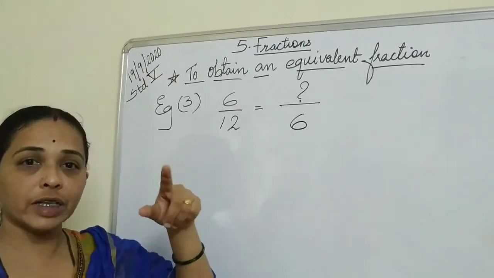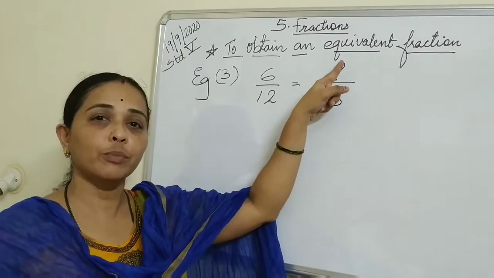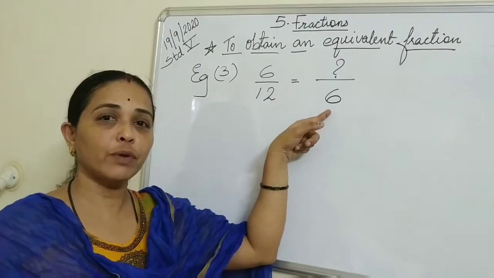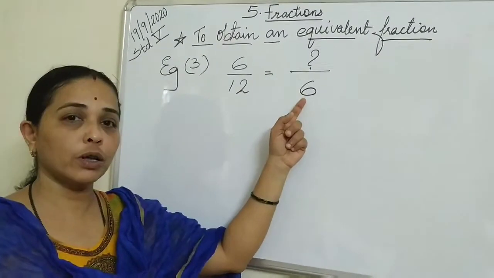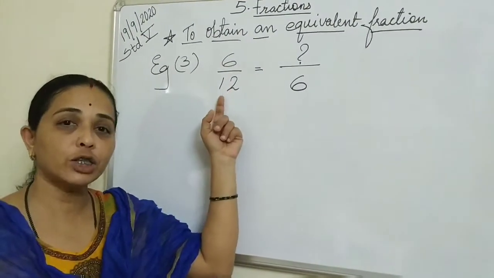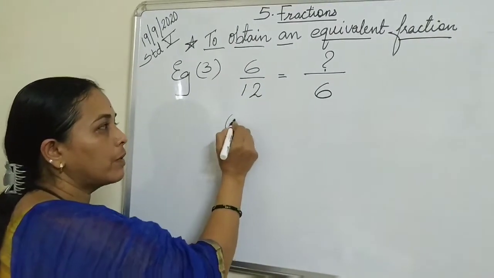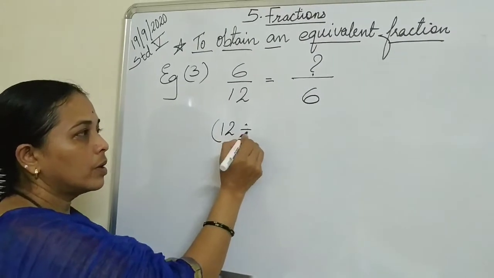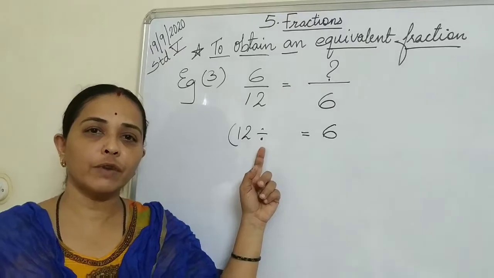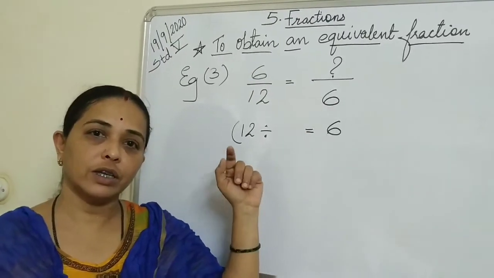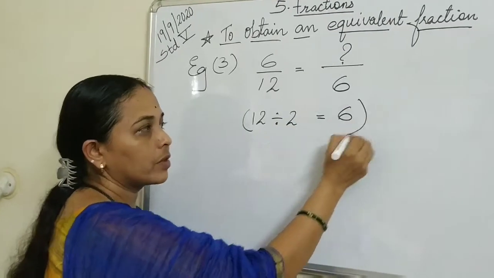We have taken the third example. 6 upon 12 is equal to something upon 6. We have to find the numerator, and the denominator is 6. Now compare 12 and 6. 6 is the smaller number, so naturally we have to divide 12 by some number. Which number when you divide 12 by, you get 6? 2 sixes are 12. So 12 divided by 2 we get 6.